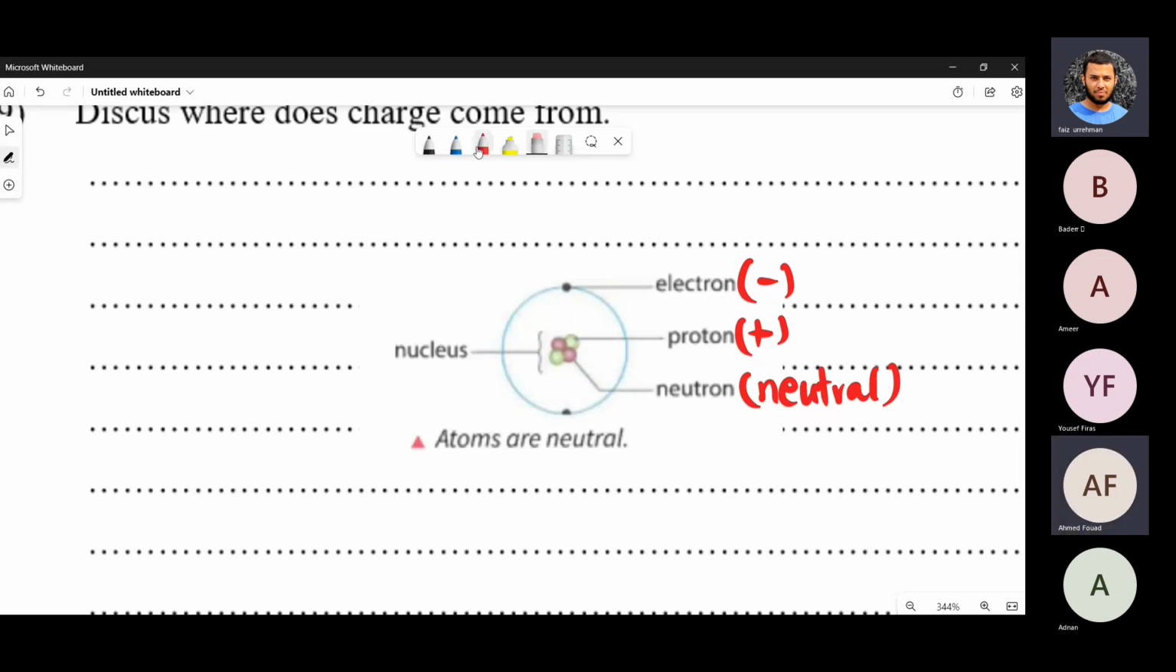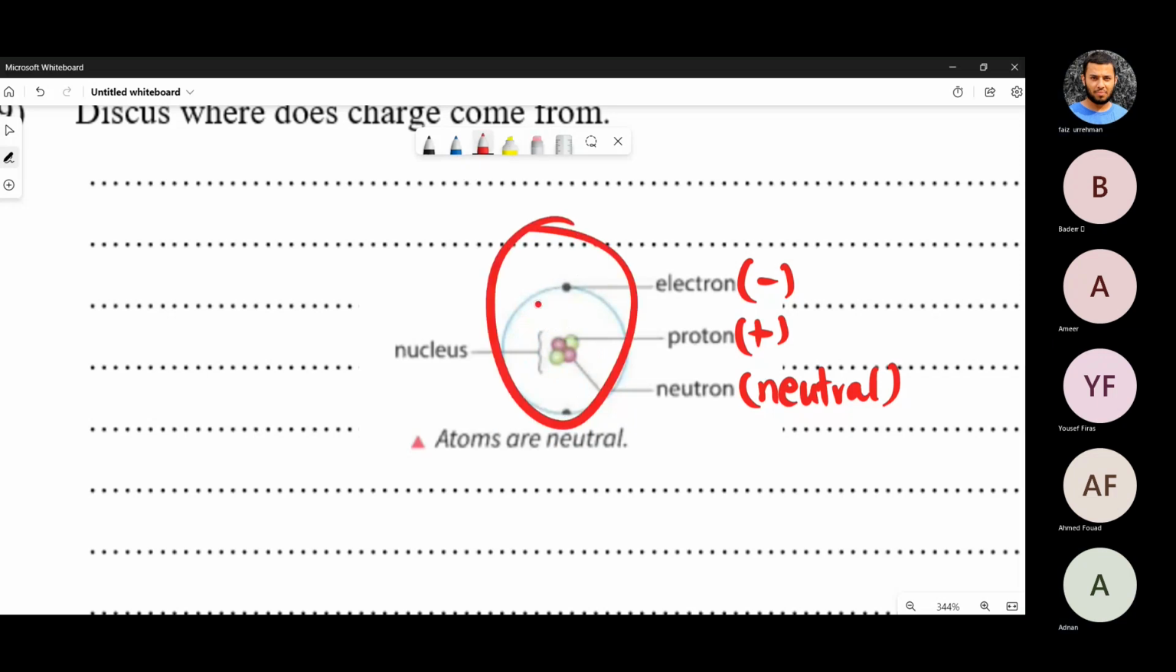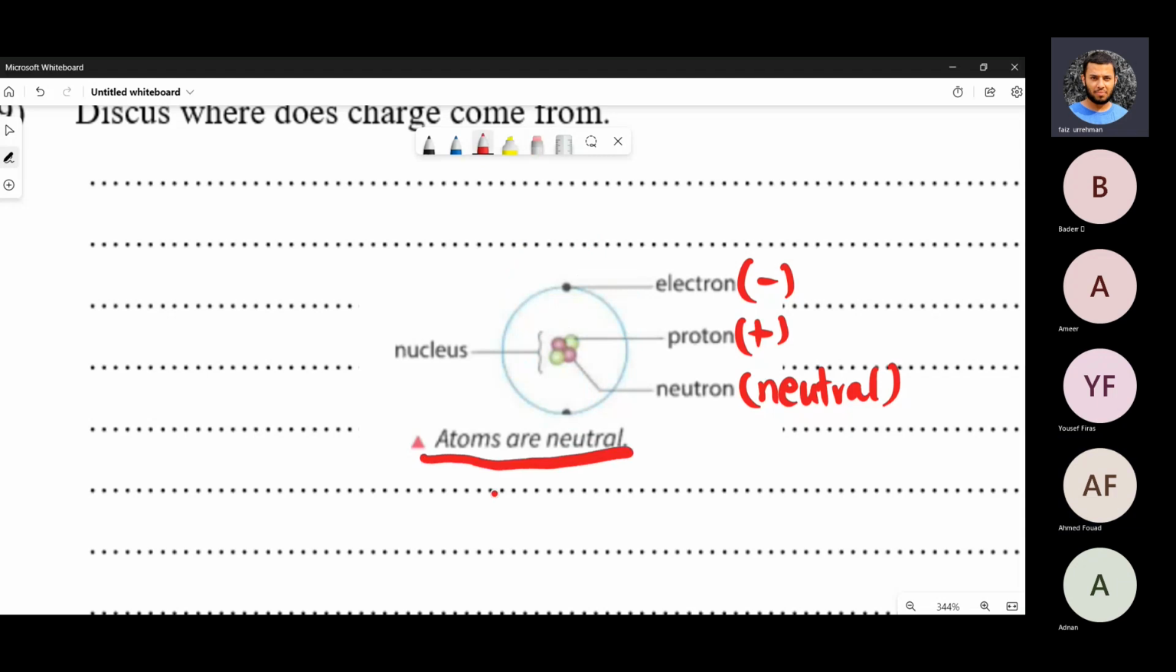Now tell me, if you have two plus charges here and two minus charges here, they will cancel out each other. They will balance. So what will be the overall charge of the atom? No charge. It will be neutral. That's why it is mentioned here, atoms are neutral.